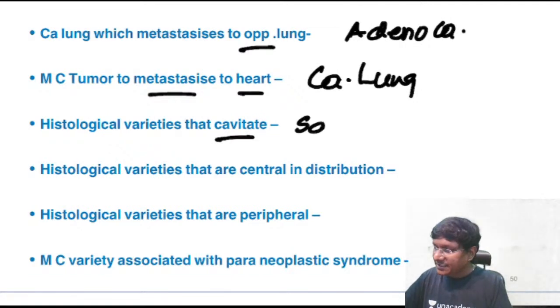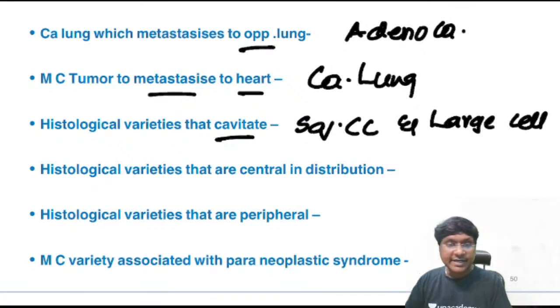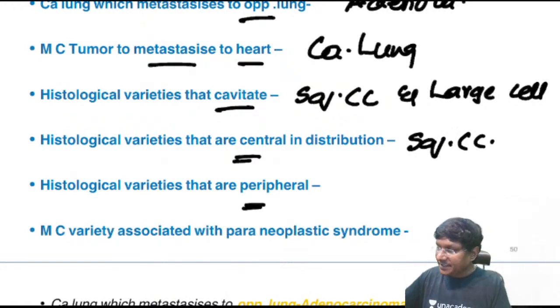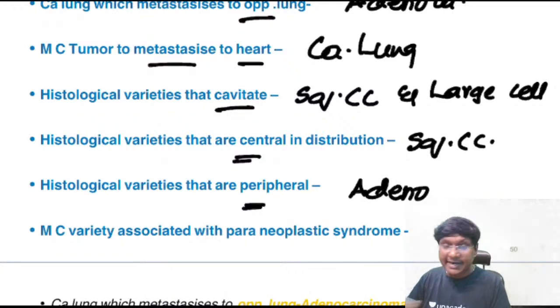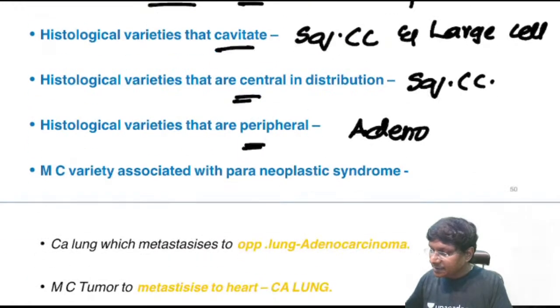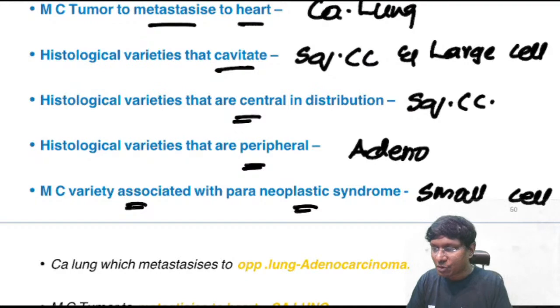The histological variety that will cavitate is squamous cell carcinoma as well as large cell carcinoma. Histological variety that is central in distribution will be squamous cell carcinoma and even small cell carcinoma. Peripheral in distribution will be adenocarcinoma. Then what is the most common variety associated with paraneoplastic syndrome? That will be small cell carcinoma.